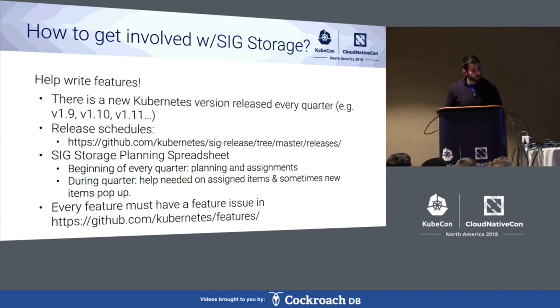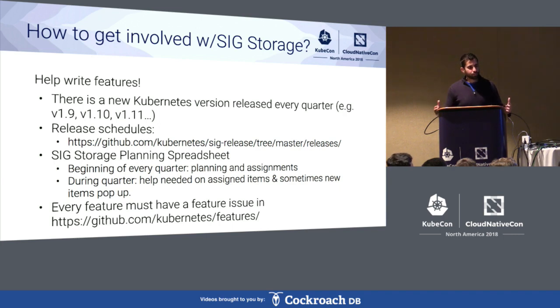And then, of course, you can also help us write features. We do have a lot of feature work that's going to happen as well, probably closer to the second half of next year, mostly around snapshots and data management and things like that. If you're interested in the Kubernetes release schedule, take a look at that link. It's under SIG release. The next big release is going to be 1.14 for the first quarter of next year. I mentioned the SIG storage planning spreadsheet, which we use to keep track of work.